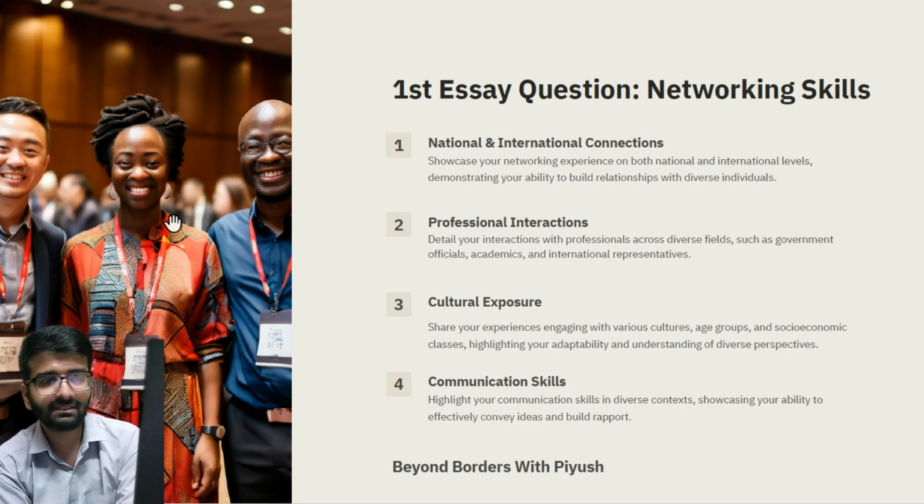Number one is national and international connections. Whatever connections you have, be it inside your country or outside your country, you can mention those experiences here. Number two is professional interactions. As you might be aware of the requirement of this scholarship, it requires at least 2 years of working experience, and it could be any sort of work experience, provided that you are fulfilling 2,800 hours of work experience during this time.